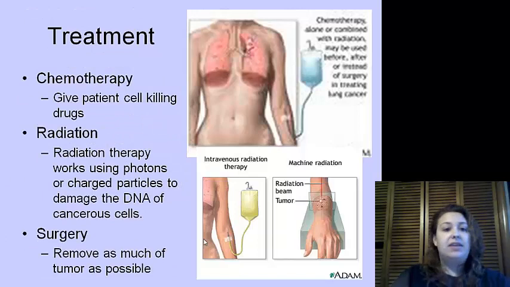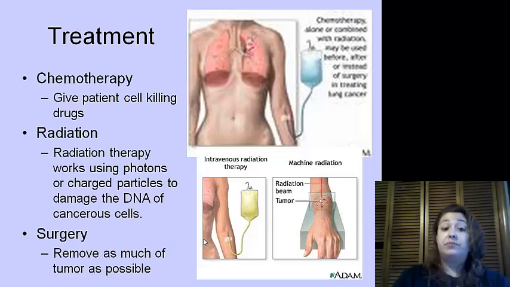Treatment. Chemotherapy is the use of chemicals to kill cancerous cells. Now, normally chemotherapy will target those rapidly dividing cells. But not all rapidly dividing cells are going to be cancerous cells. You may have some cells in your body that are needing to replenish and divide and repair. So chemotherapy is good, but it doesn't always target the specific cancer cells.